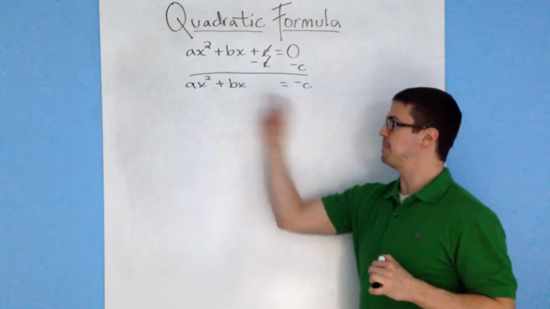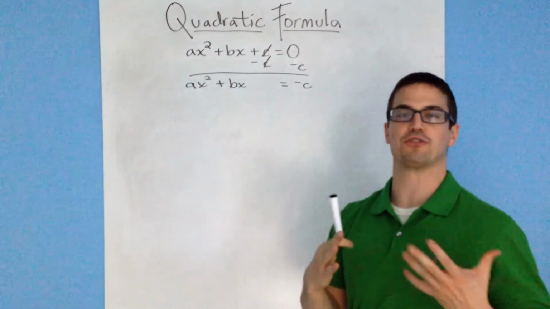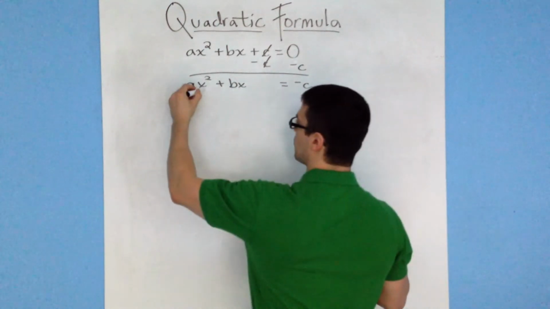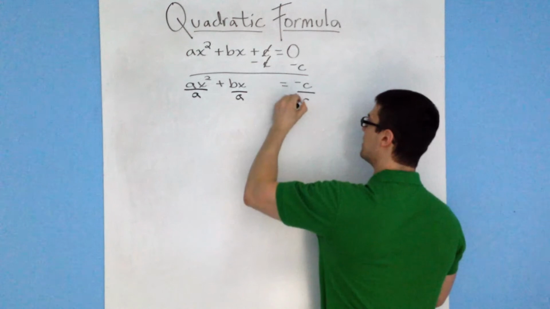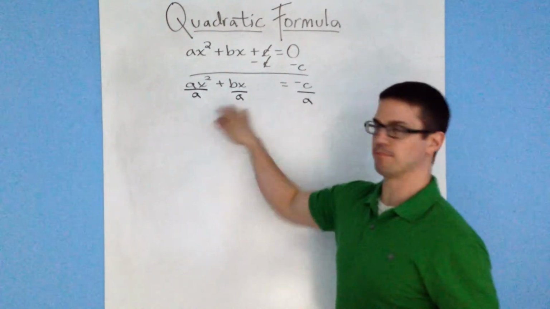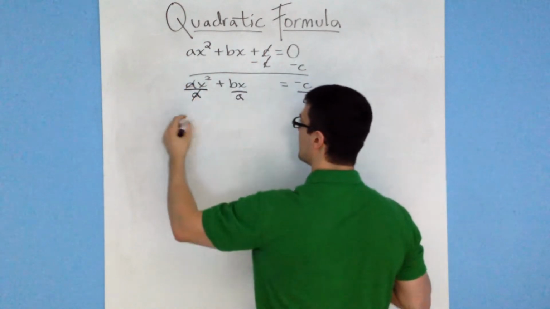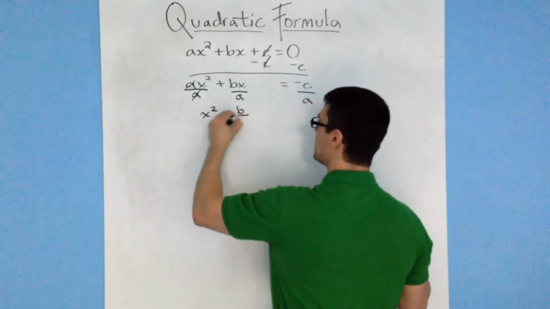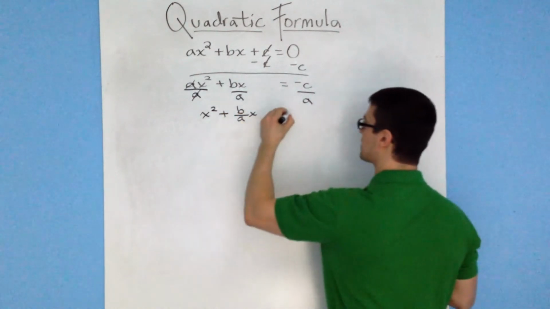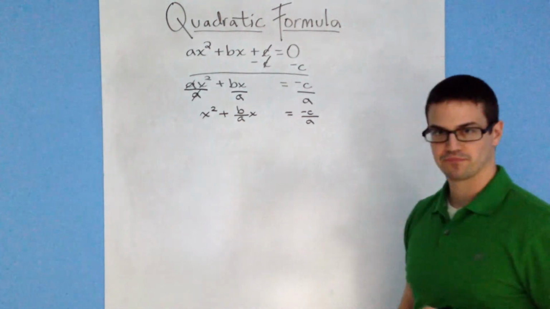From here, what I'm going to do is divide both sides by a, just to cancel out this a term, so that it's easier to complete the square. So I'm going to divide this by a, this by a, and this by a over here. This way I'm dividing both sides by a. Here the a is going to cancel, and you're going to end up with x squared plus b over a times x is equal to negative c over a.